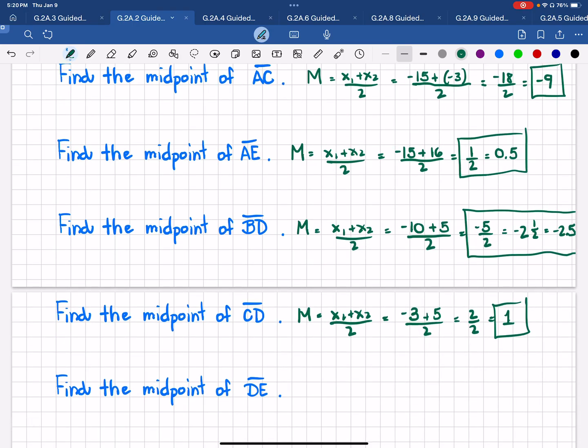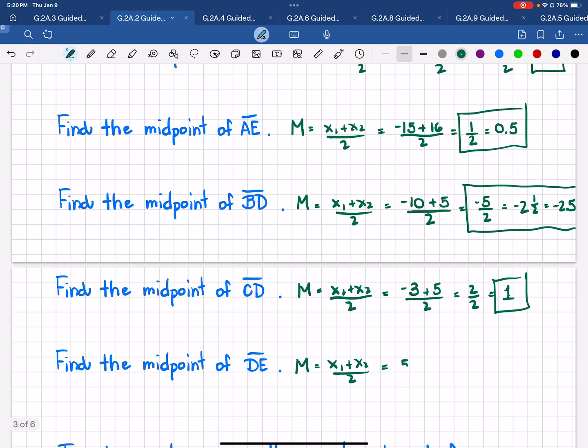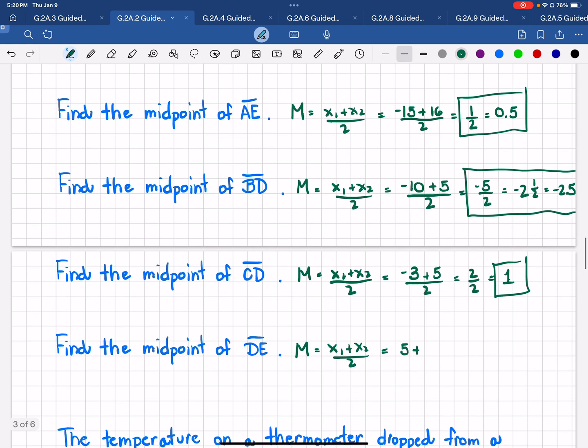Find the midpoint of DE. So we're going to use our midpoint formula. M is equal to x1 plus x2 divided by 2. What I'm going to do is find my D coordinate, which is 5. I'm going to find my E coordinate, which is 16. I'm going to add that together. I get 21 divided by 2. I divide 2 into 21, and I get 10 and a half, which is equal to 10.5. I'm going to box in my answer. And what you see is an improper fraction, a mixed number, and a decimal number.